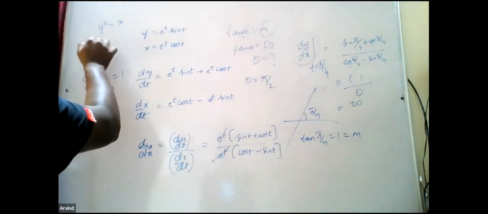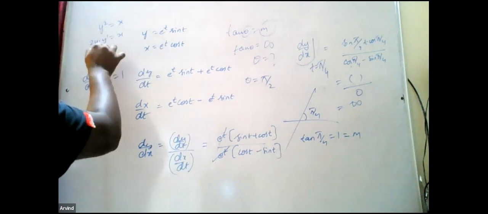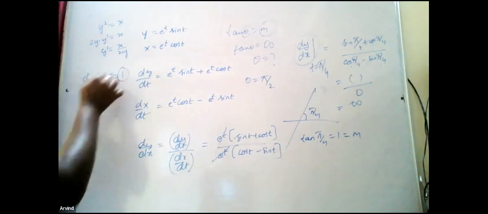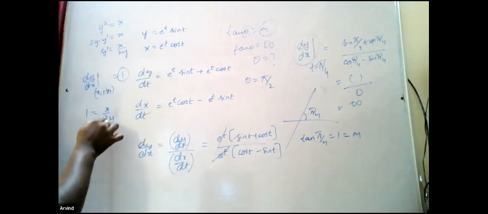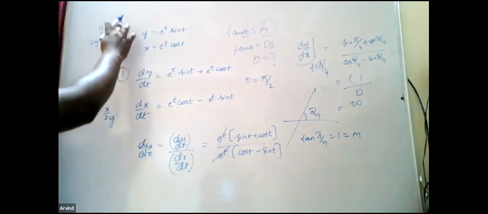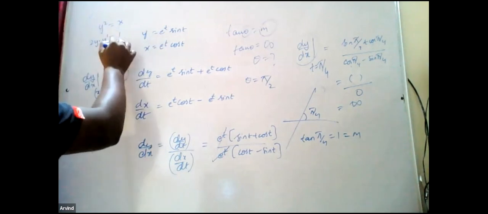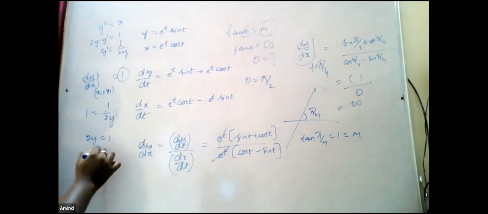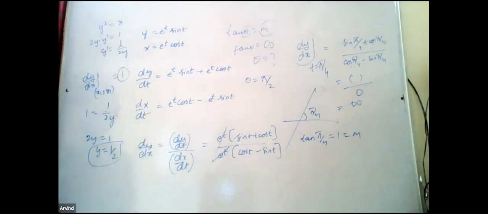First let's differentiate it. 2y into y dash is equal to 1. Sorry, when we differentiate x we get 1. So y dash is equal to 1 by 2y. The y dash value is 1, so 1 is equal to 1 by 2y. So 2y is equal to 1, y is equal to 1 by 2. So you get the y value as 1 by 2.